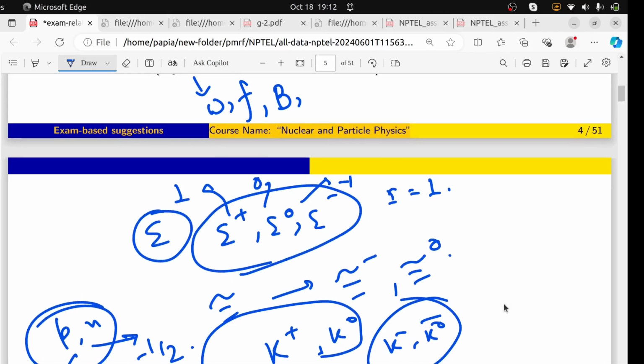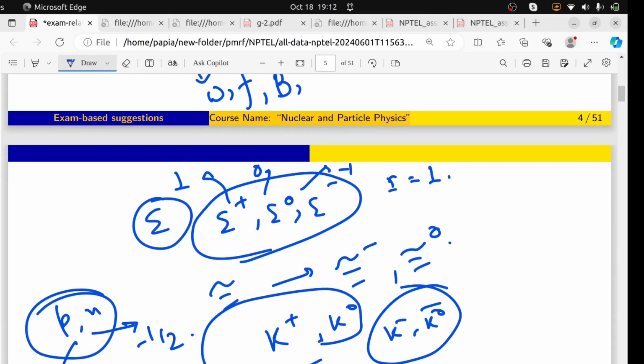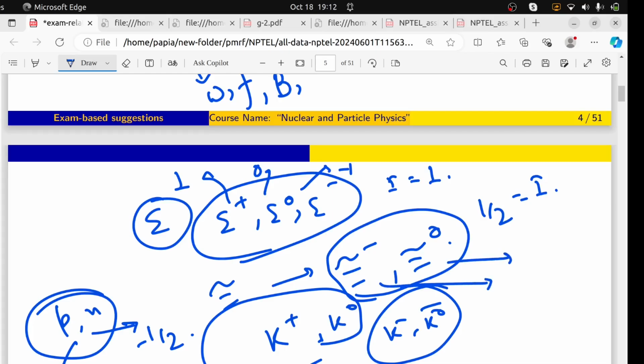Now coming to cascade minus, cascade 0. These are the family members. We know that two members are there in that family, so I will be half, simply. Now what will be I3 for cascade minus and cascade 0? Cascade 0 is a little bit higher than minus, so cascade 0 is half and cascade minus is minus half.